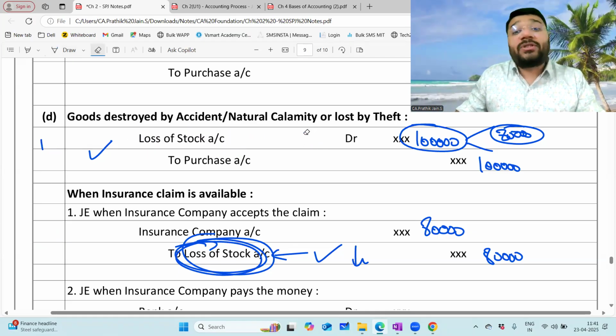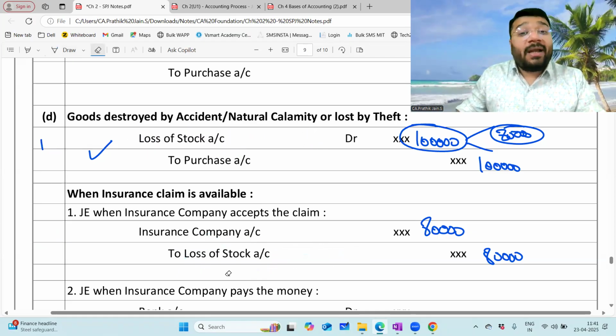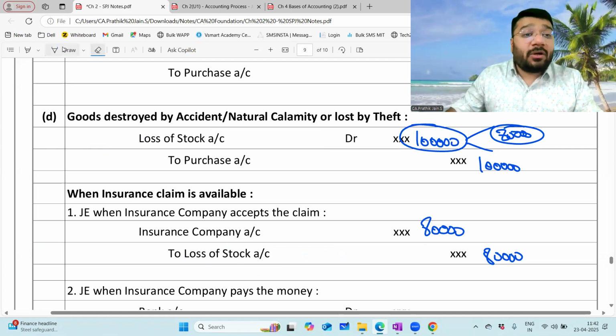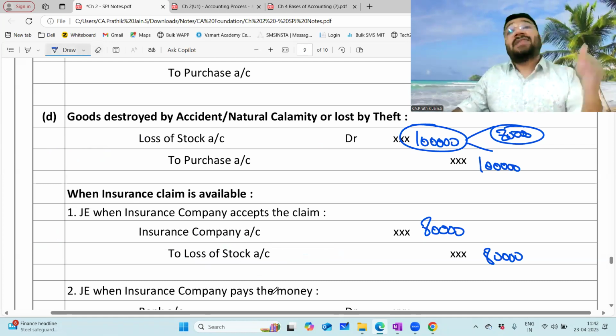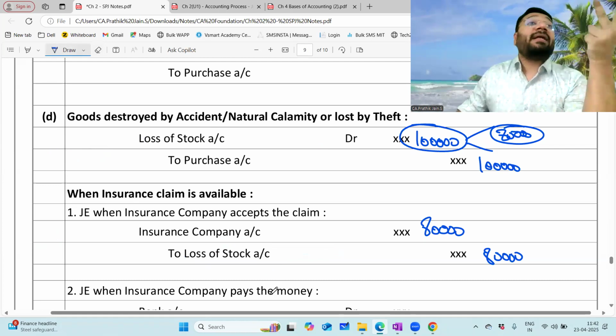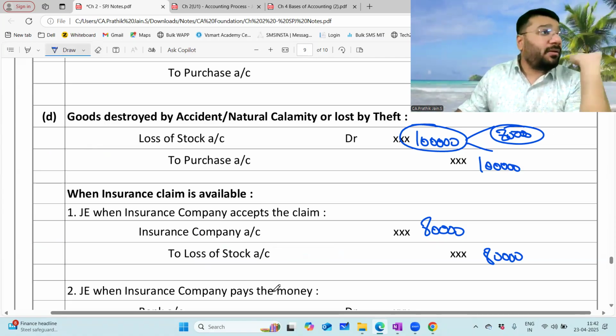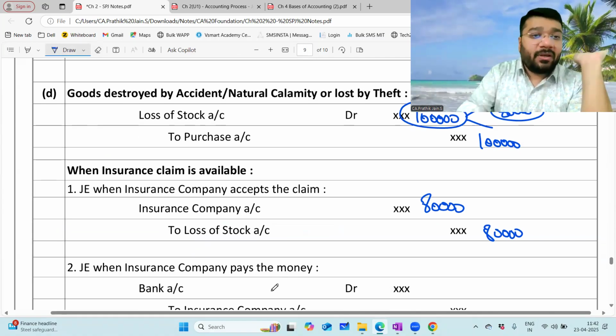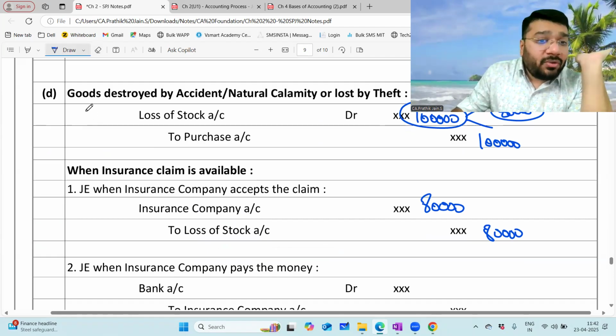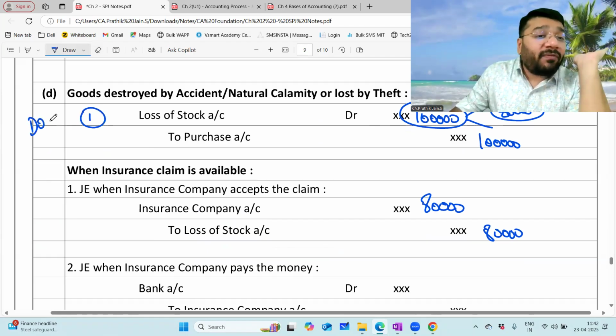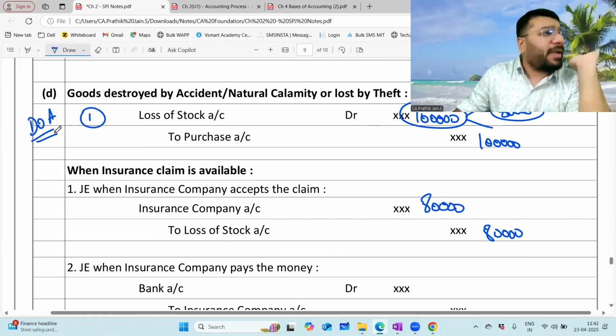So how much loss is originally recorded? 1 lakh was recorded. Out of that, how much is reversed now? 80,000. How much loss is still existing in the loss account? 20,000 is the pure loss existing in the loss account. Now the first entry you recorded on what date? On the date of accident.